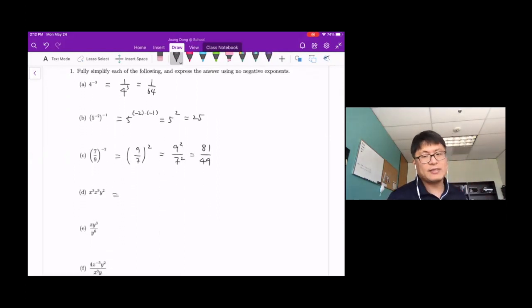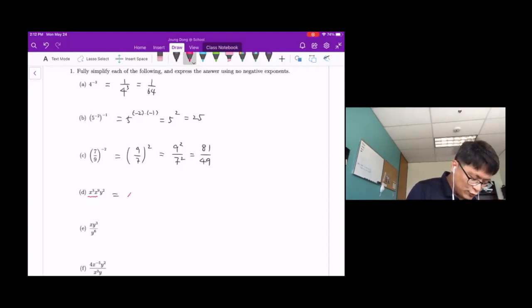And what about D? Like terms: if they have the same base, then we can combine. As you can see here, the first two terms have the same base, which is x, right? The product of like bases means x to the exponent plus exponent. So that is x to the 3 plus 9, and we are not going to do anything for y squared. So the answer is x to the 12 and y squared.